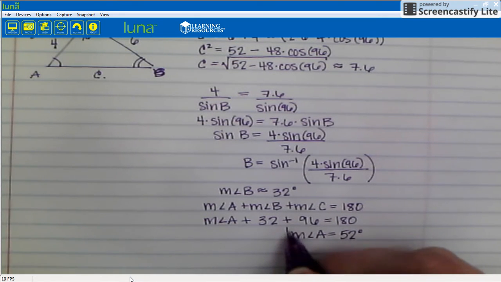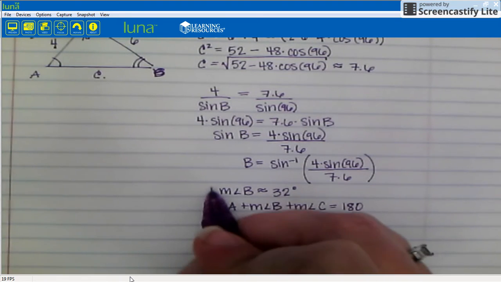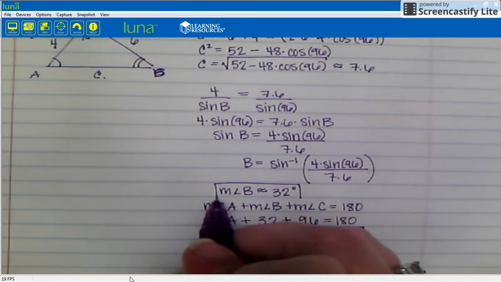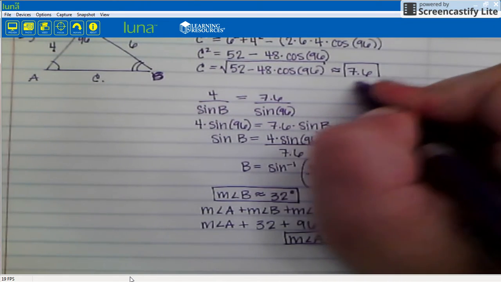So you have 3 pieces of this triangle that you've solved for: you solved for the measure of angle A, you solved for the measure of angle B, and you have solved for your side length, little c.